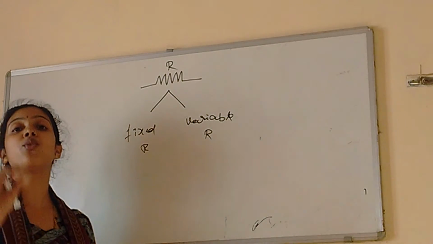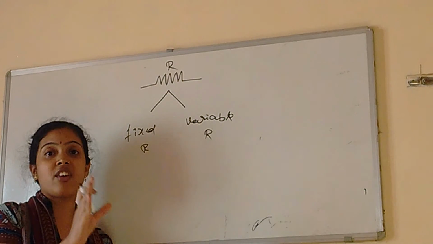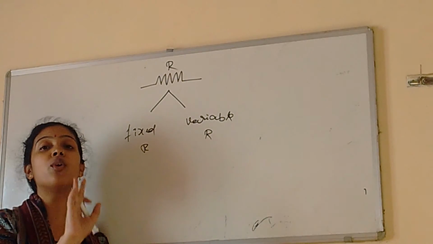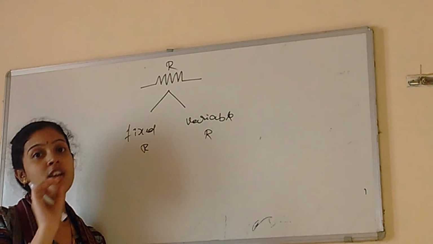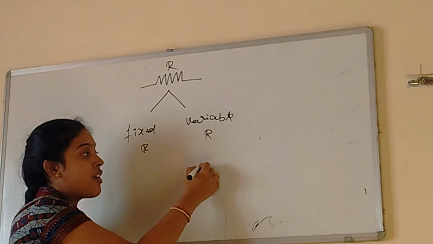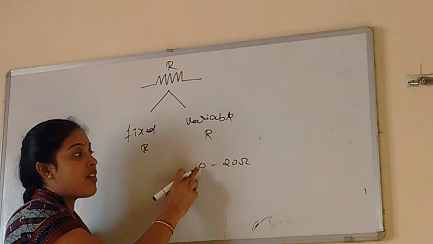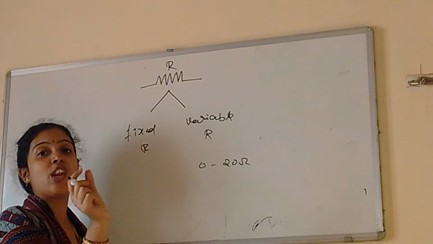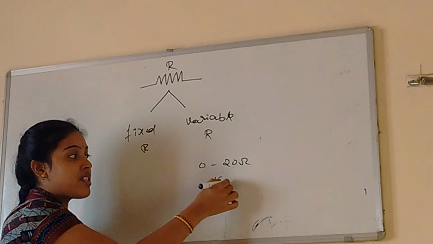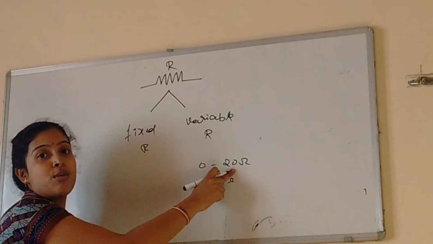Whereas in a variable resistor, you can vary the value of the resistance manually. For example, you have connected a 10 ohm resistor, but while doing the experiment you want 20 ohm. There is no need to replace the resistor; you can change the resistance value there itself. It will vary from 0 to 20 ohm, so you can fix the value of resistance as desired. So the minimum value is 0 ohm and the maximum value is the rated maximum.